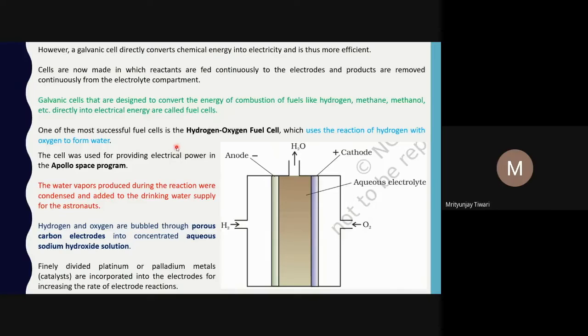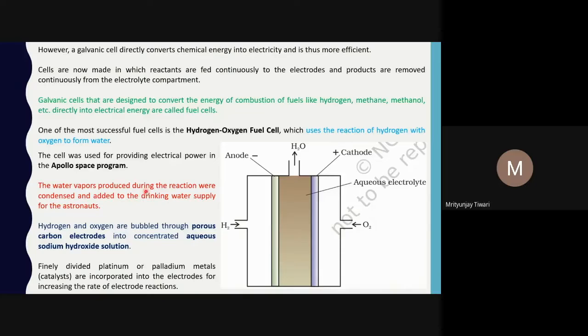One of the most successful fuel cells is the hydrogen oxygen fuel cell, which uses the reaction of hydrogen with oxygen to form water. So hydrogen reacts with oxygen to form a water molecule. This is what we already know, and we know this process is also an exothermic process. So energy will be produced, and that energy we may convert into electrical energy. The cell was used for providing electrical power in the Apollo space program. This is an important point. In space programs, we are using fuel cells now in spacecraft.